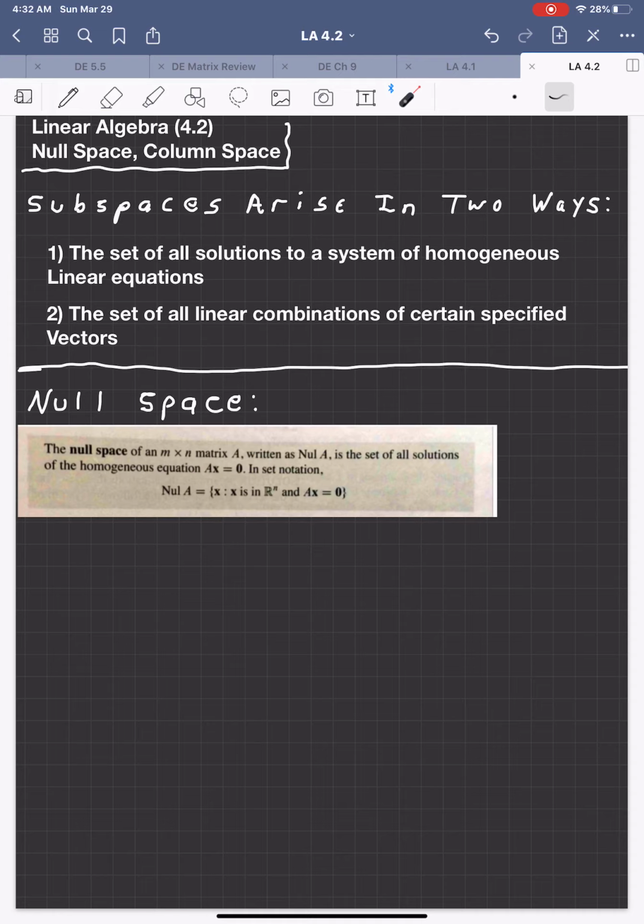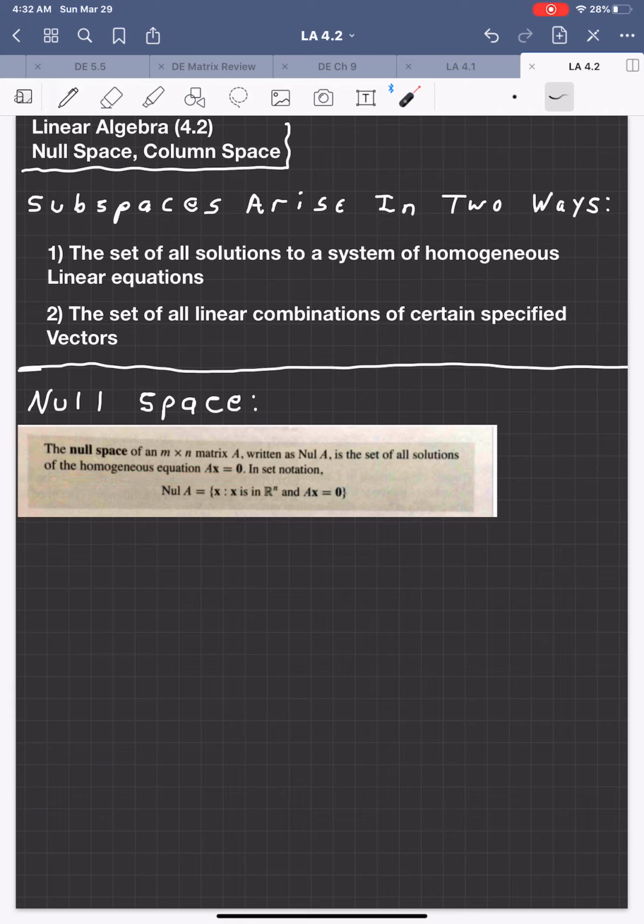Ready? So let me read the definition of a null space. The null space of some m by n matrix A. First, notice the way they write it, null A. So that is the null space of matrix A. Well, what is that? What is a null space? Well, it's the set of all solutions of the homogeneous equation AX equals 0.